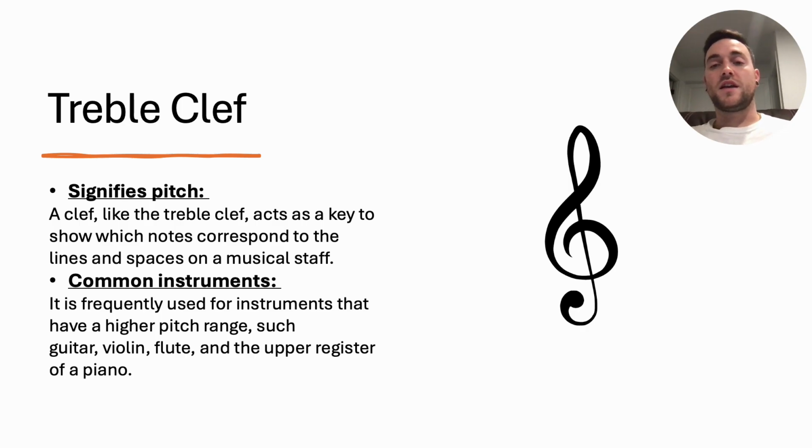So this is going to indicate per different instruments as well, common instruments. It's frequently used for instruments that have a higher pitch range, such as guitar, violin, flute, and the upper register of the piano. The piano is split up into 2 registers. You have your right hand from the middle C, from the very middle of the piano, to the right, which is going to be read in a treble clef, and the left side of the middle of the piano is going to be read in the bass clef, on the next slide here.